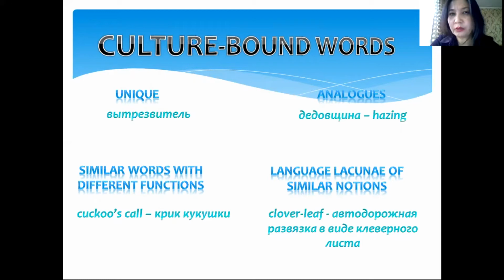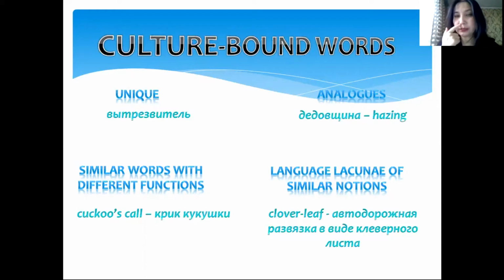So the next type is analogs. Here we say about the presence of similar notions in both languages, for example, in Russian and English, but with different namings. For example, the Russian word дедовщина will be translated into English as hazing.